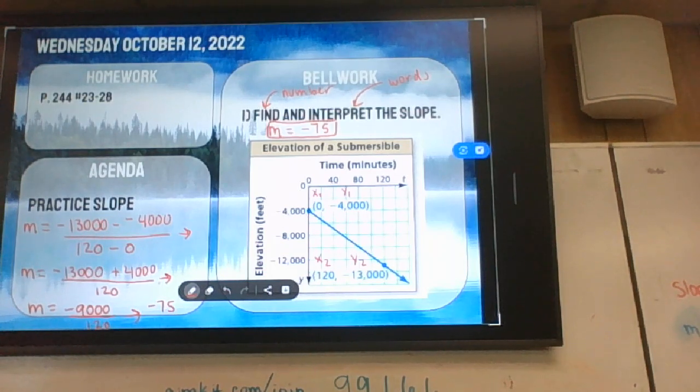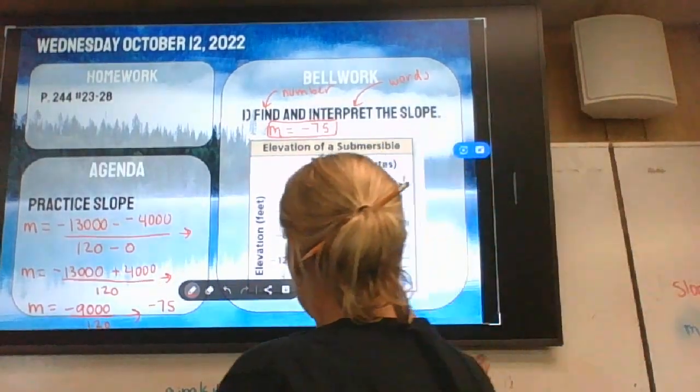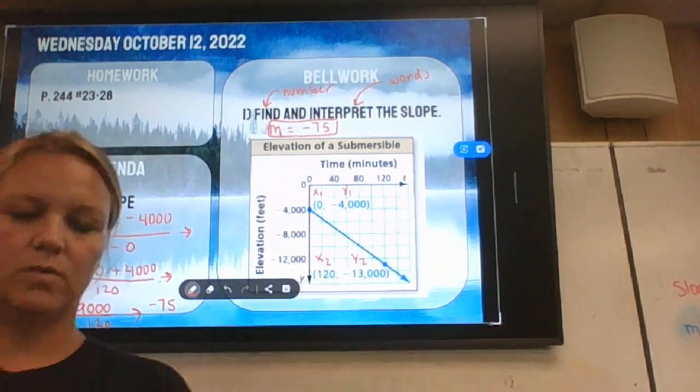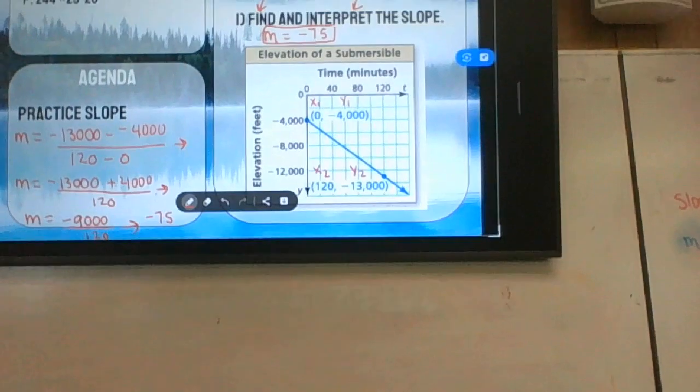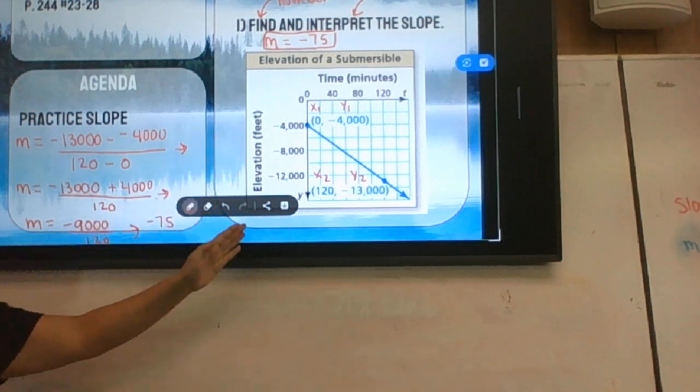Is that negative 9,000 over 120? It sure is. And I already have the study guide, so I've been looking at what I should be covering with this slope. On that is a lot of word problems. So interpreting this slope means we need to understand the words here.